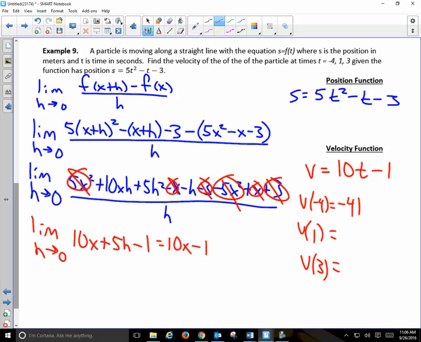Velocity at time 1 is going to be 10 times 1 is 10, minus 1 is 9. Velocity at time 3 is going to be 29. And my measurement is in meters per second. This is a rate. So the idea is I want you to understand that because it's a velocity function, we can use it over and over again. So we're not talking about just a derivative at one point, but the derivative of an entire function. Flip it on over.